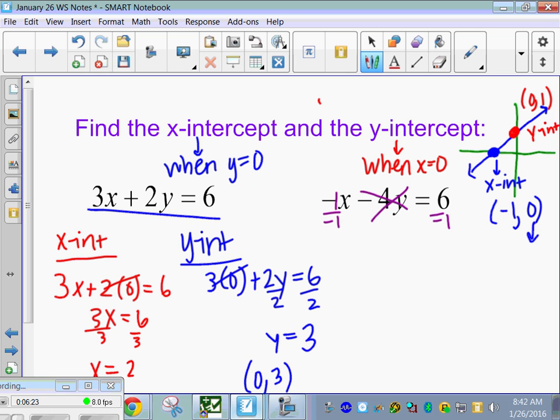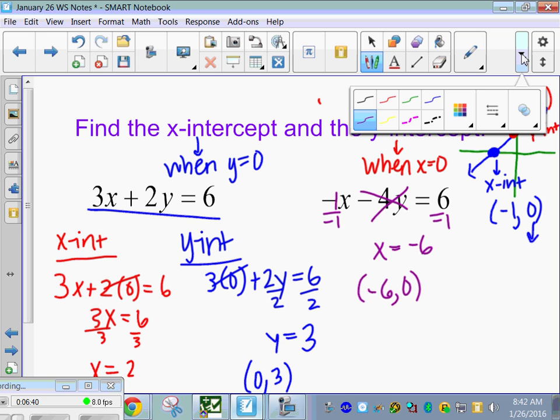-6. So x equals -6, right? Everybody good with that? Now we write it as a coordinate point. What would my coordinate point be? Okay, you guys, is that the x-intercept or the y-intercept? That is the x-intercept.